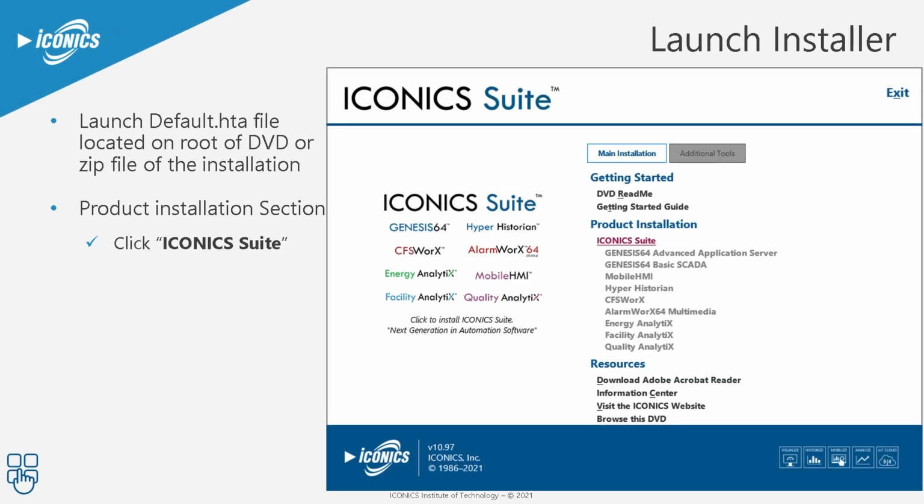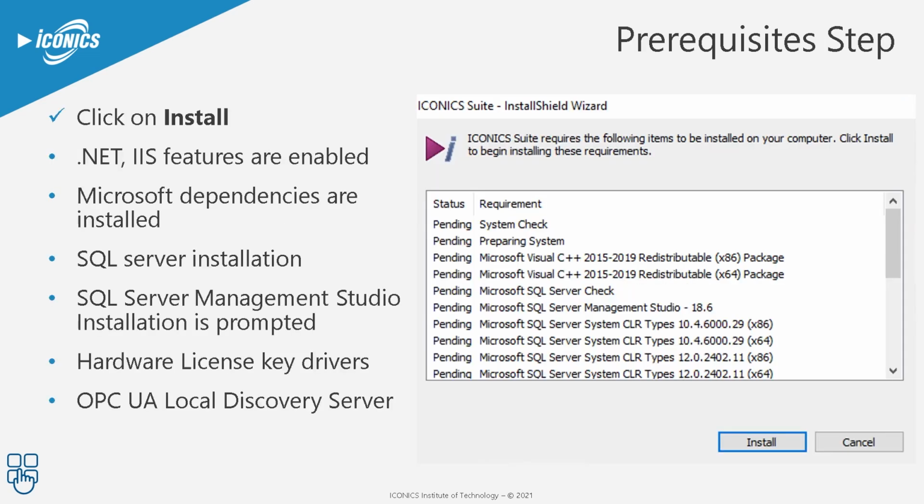Launch default.hta located on the root of the Iconic Suite installation DVD or zip file. In the Product Installation section, click on the Iconic Suite. This launches the prerequisite setup step.